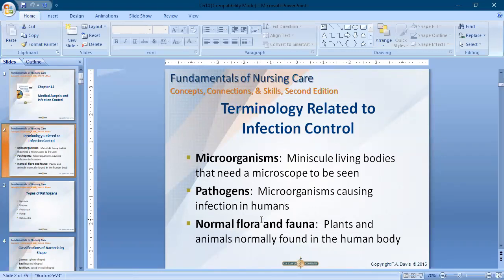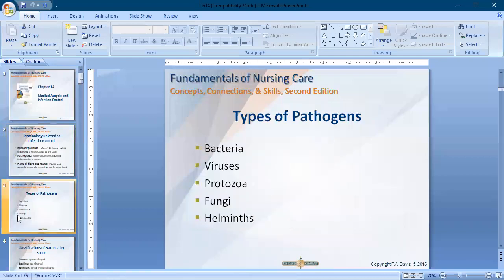Normal flora. Our stomach contains some normal flora. They are good for the body, right? They can help to produce vitamin K. So I said normal bacterial flora: plants and animals normally found in the human body.